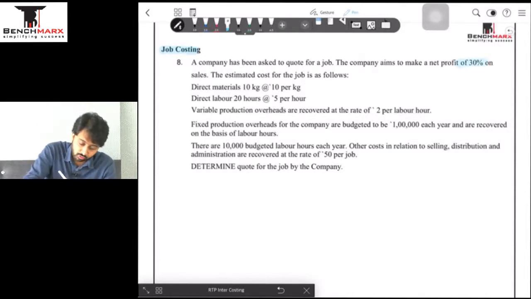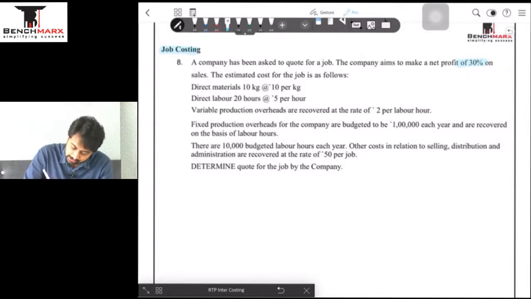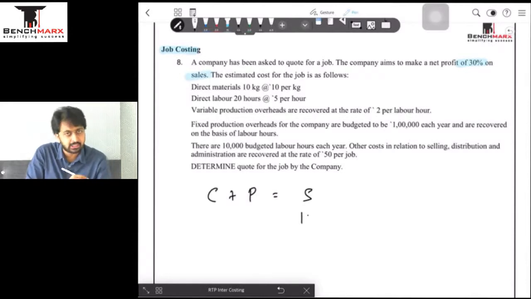It is simple. What we normally do is cost plus profit is equal to sales. अगर 30% of sales है, so let the sales be 100. Profit is 30 and the cost becomes 70. जो भी cost आएगा that corresponds to 70. What corresponds to 100? I'll get the sale value if I want to earn 30% margin.